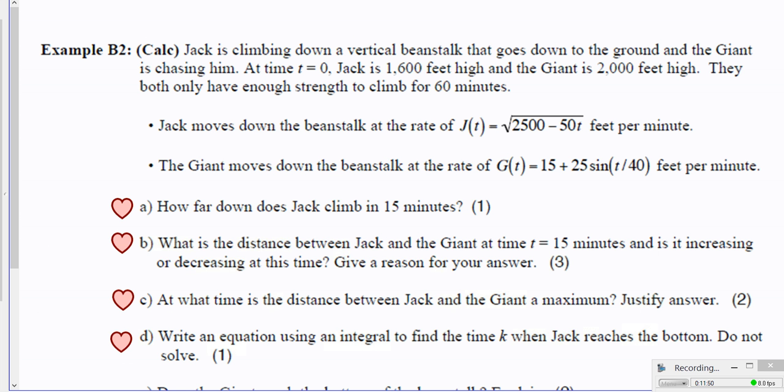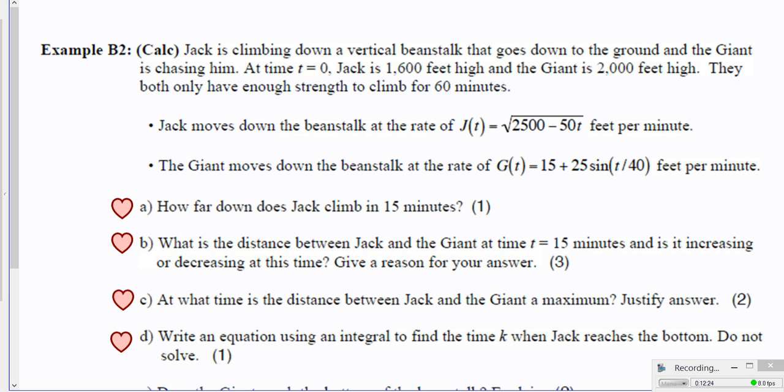All right, question B2 is a funny one about Jack and the beanstalk. Again, this is calculator active. Jack is climbing down a vertical beanstalk that goes down to the ground, and the giant is chasing him. At time equals 0, at the beginning of our story, Jack is 1,600 feet up off the ground, but the giant is just behind him at 1,000 feet off the ground. Both only have enough strength to climb for 60 minutes. So at the end of an hour, that's the end of the whole chasing down the beanstalk fiasco.